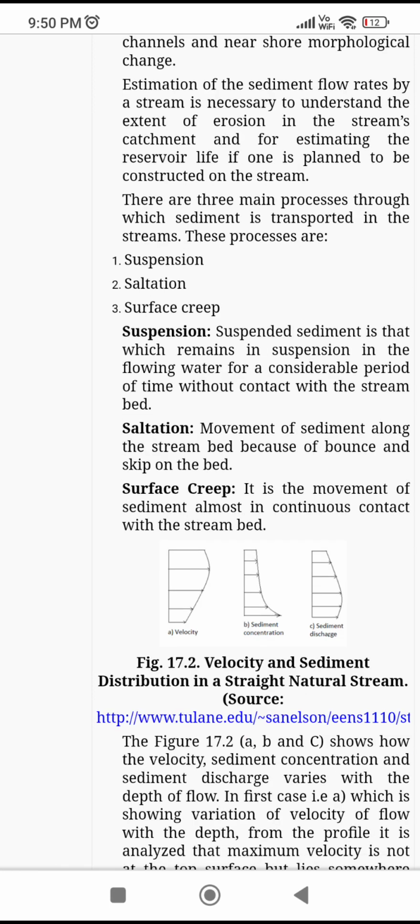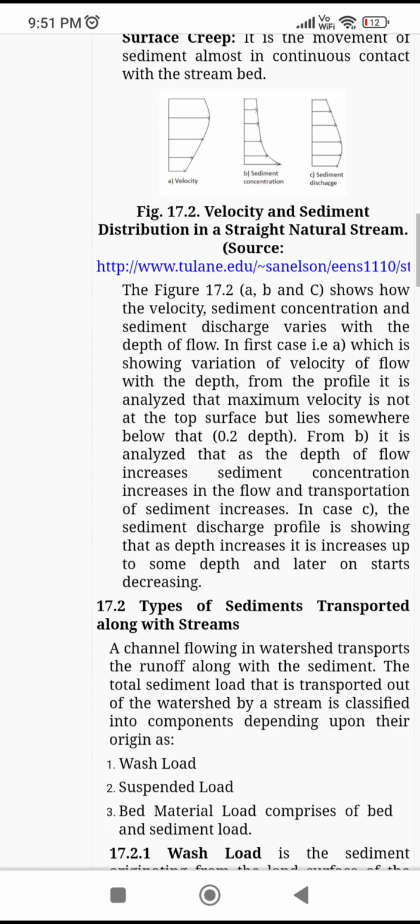So these are the transport mechanisms: suspension, saltation and surface creep. Suspended sediment is that which remains in suspension in the flowing water for a considerable period of time without contact with the stream bed. Then saltation, movement of sediment along the stream bed because of bounce and skip on the bed. Surface creep, it is movement of sediment almost in continuous contact with the stream bed.